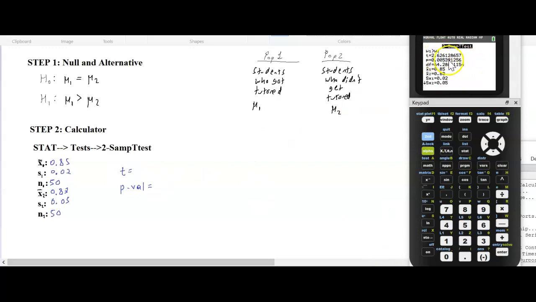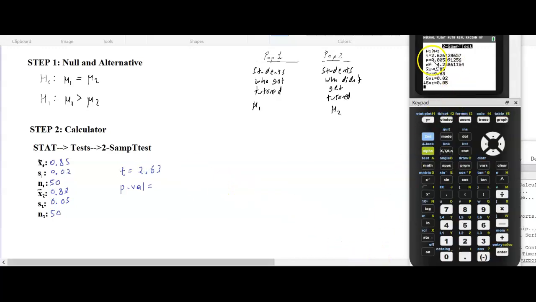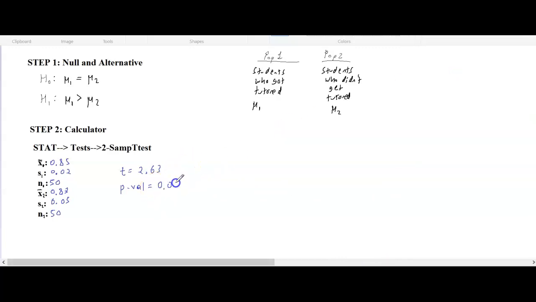So our test statistic, we usually round to 2 decimals, so 2.63, because next to that 2 is a 6, which is 5 or more, so we have to increase the 2 to 3, 2.63. Which means it's almost 3 standard deviations from the mean, and the p-value, 0.005. We'll round that to 3 decimal places. Great.